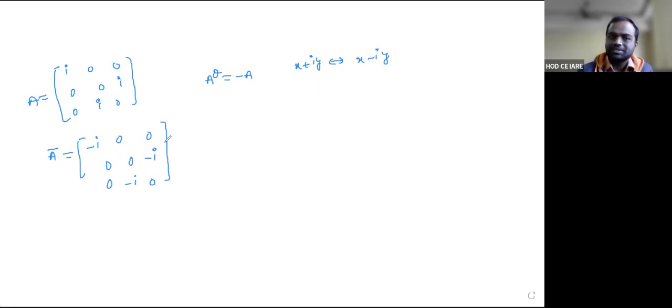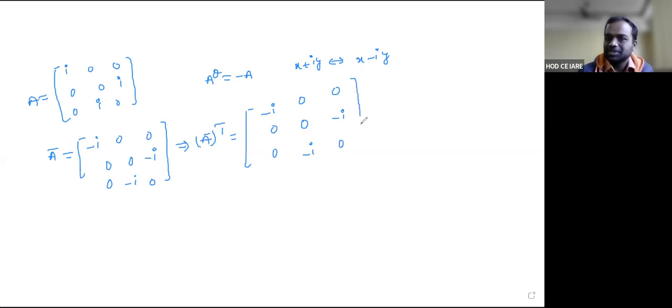Okay, so what happens to the conjugate transpose? The conjugate transpose is equal to: okay, minus I 0 0, okay 0 0 minus I, next 0 minus I 0.